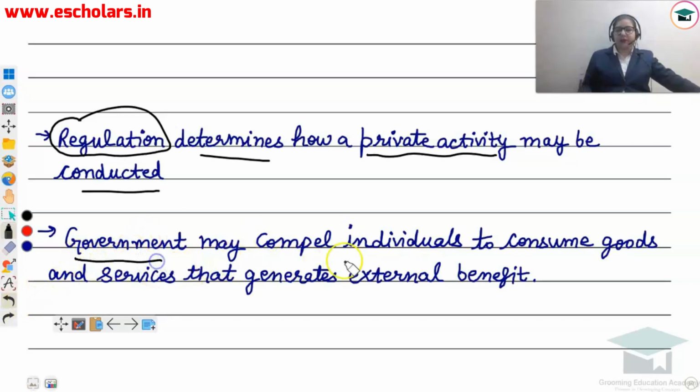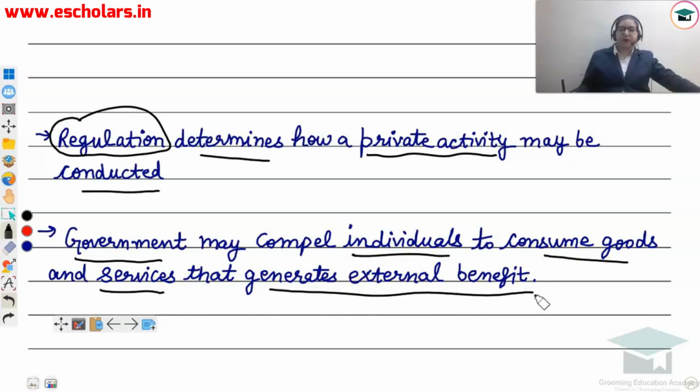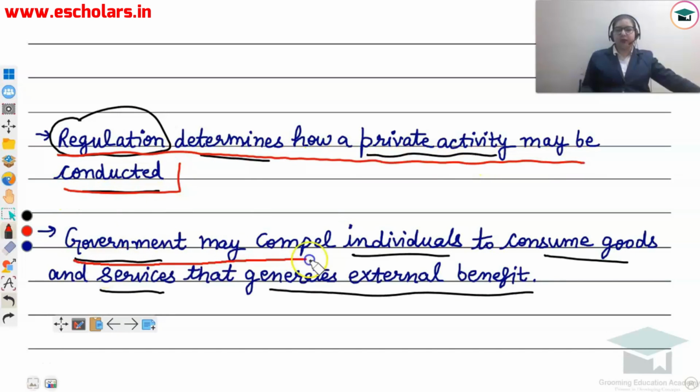Also, the government may compel individuals to consume goods and services that generate external benefit. For example, the government may compel individuals to get immunized against coronavirus, right? So let's recall it till now. Regulation determines how a private activity may be conducted. Government may compel individuals to consume goods and services that generate external benefit.